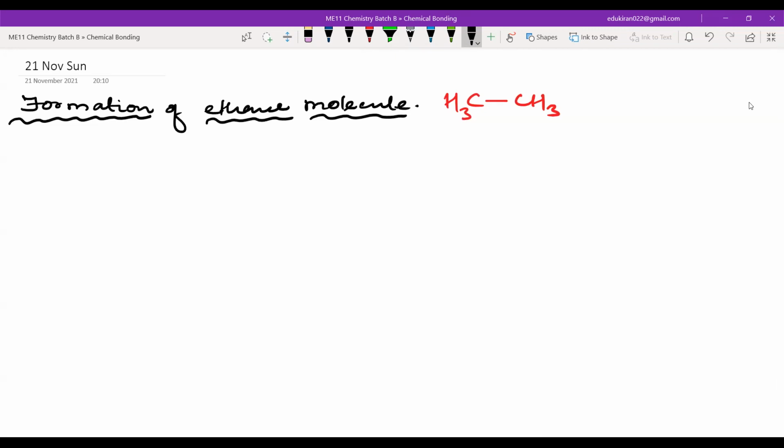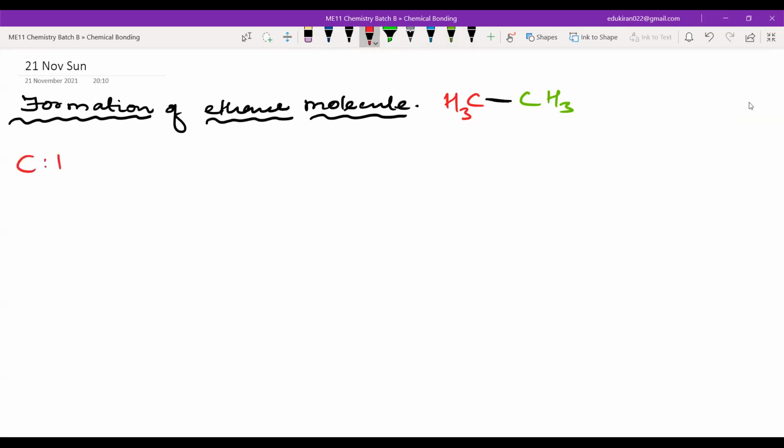Both of them have four bonds. So let me write for each of them. What I will be doing is differentiating between these two carbons. They have a bond like this, and one carbon is a red carbon and the other carbon is a green carbon. And then I will write for the first one, that is the red carbon.